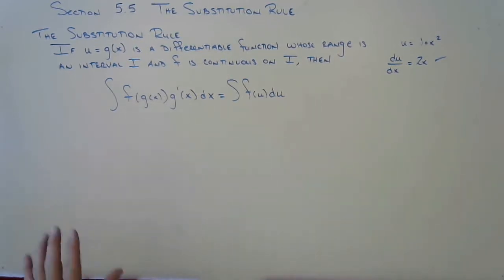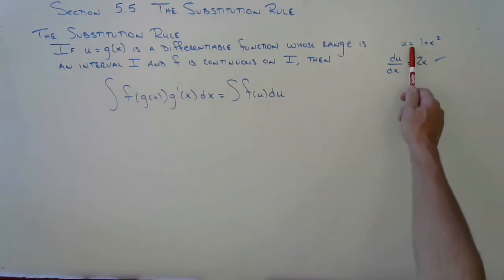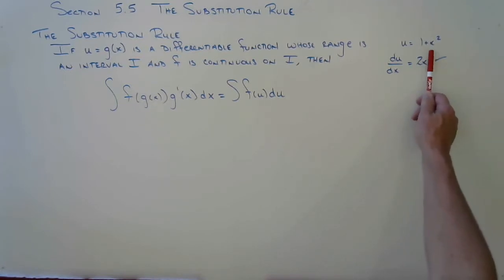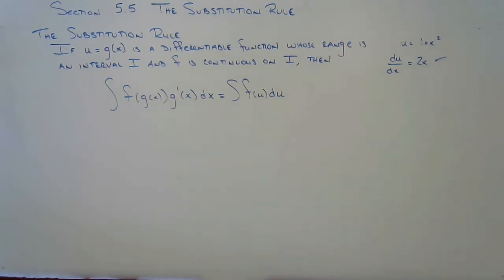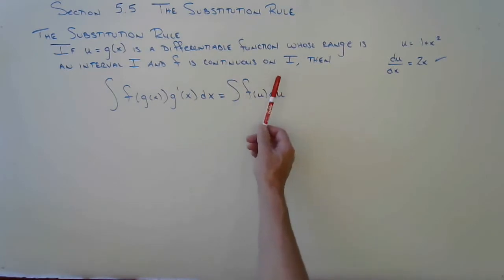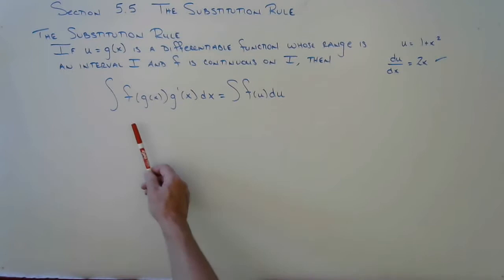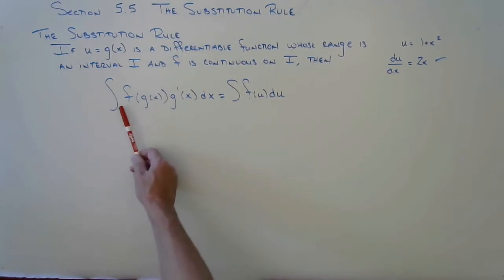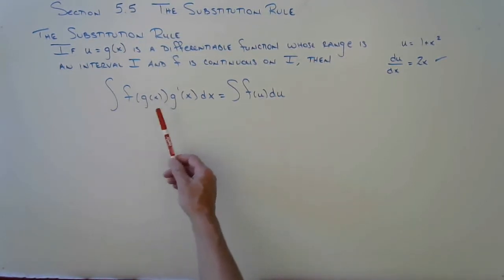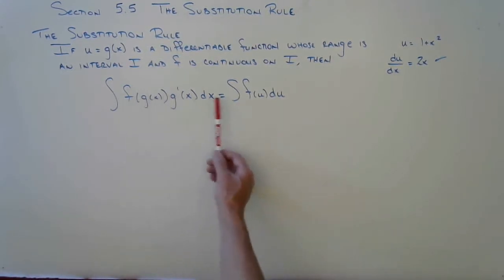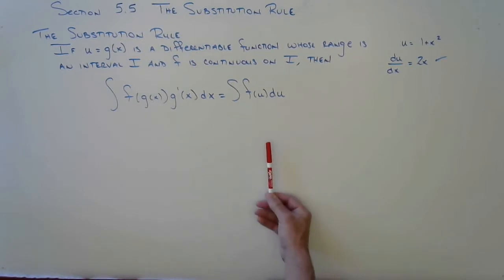Now we've already covered why g has to be differentiable. g has to be differentiable because our mechanical second step is going to be to find the derivative of 1 plus x squared. So g has to be differentiable. f is going to have to be continuous because we're going to integrate f. And our definition of integrable says as long as f is continuous, we can find its antiderivative.